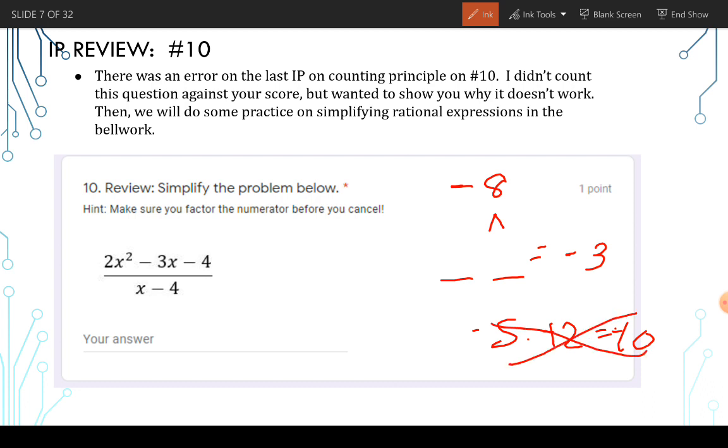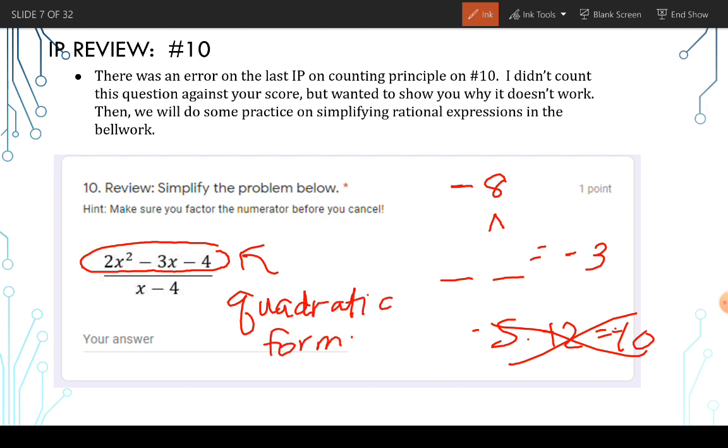So because we could not find the numbers, we realized that the numerator cannot be factored using the tree rule, okay? The only way that this actually can be factored is by using the quadratic formula. Lucky for you, we are going to be learning about the quadratic formula in the next upcoming weeks, and you will be able to factor a trinomial that looks like this, okay?